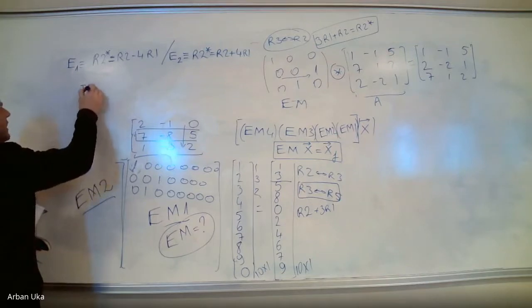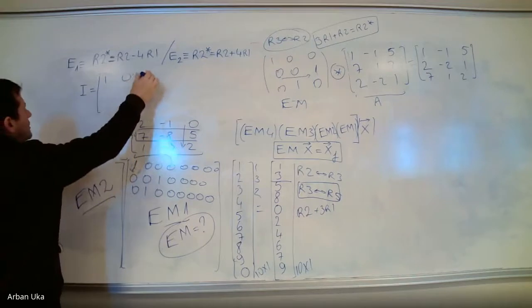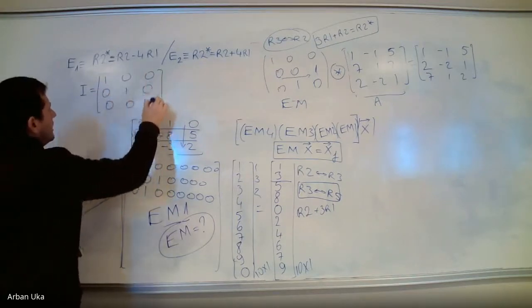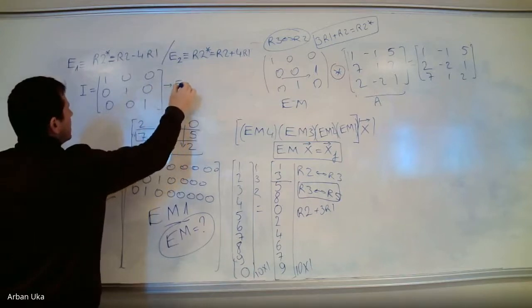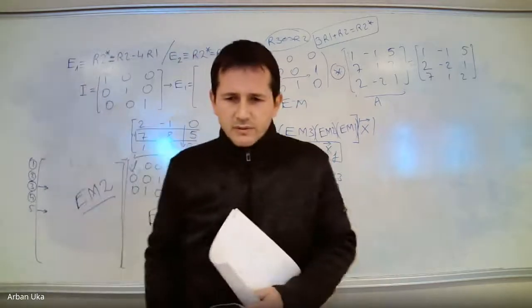Let's start with the identity matrix. The identity matrix is 1 0 0, 0 1 0, 0 0 1, and then E1 is going to be equal to what? Who can help me here? Any volunteer from the class?